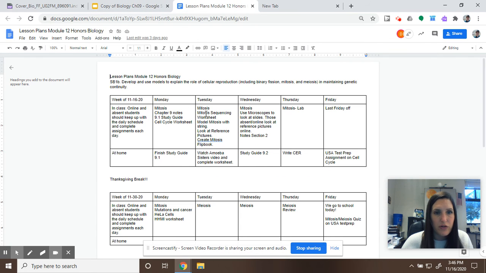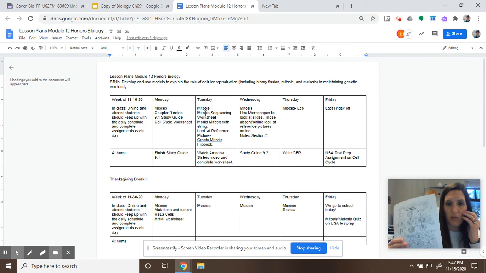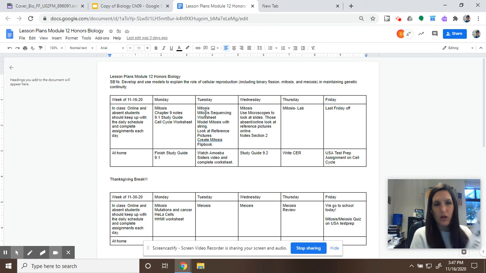All right, that's today. Tomorrow we're doing this one. We're sequencing DNA, okay? We're looking at mitosis. We're going to look at modeling it with string. So I would recommend you getting something, pipe cleaners, string, even a piece of paper to help you with the modeling of mitosis. We're also going to be creating a flip book.